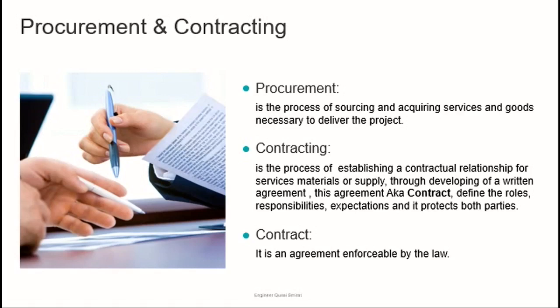The contracting is the process of establishing a contractual relationship for services, materials, or supply through developing a written agreement. This agreement, we call it a contract. The contract will define the roles and the responsibilities, what is expected from the owner, the general contractor, and the design firm, or with different suppliers or vendors. Therefore, expectations need to be highlighted, and it protects both parties in case of any conflicts.